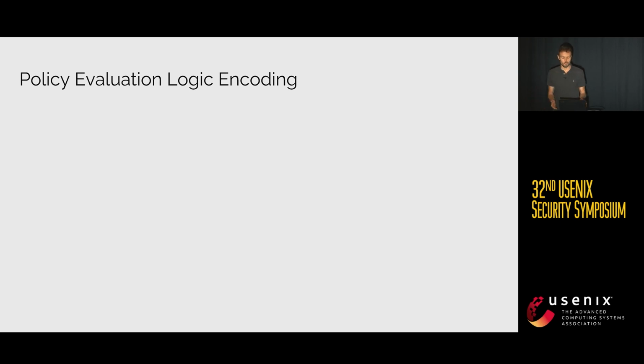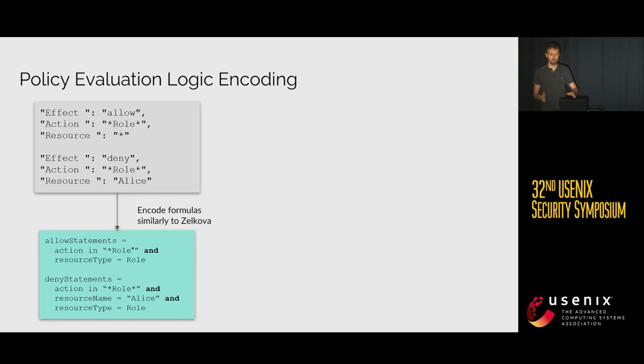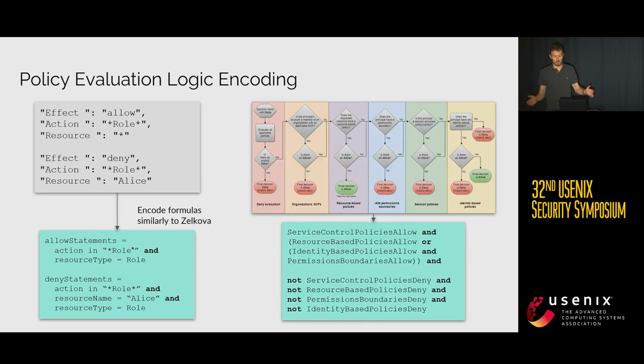Okay, to encode the policy evaluation logic, first we take all the policy documents and encode them into formulas, similarly to the way it was done in Zelkova. Then we take all the policies of all the resources across our organization and bring them together into one big policy evaluation logic formula that is based on the evaluation flowchart from AWS. We take all the allow and deny statements and combine them in order to evaluate correctly if an attacker request is allowed or denied.